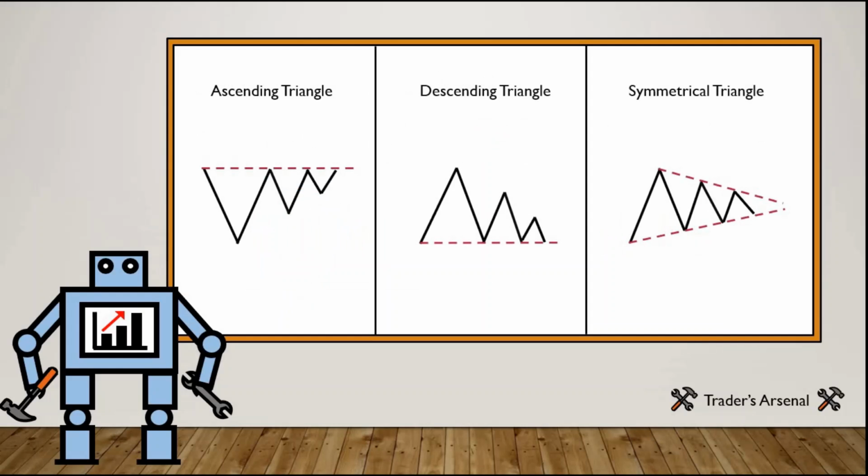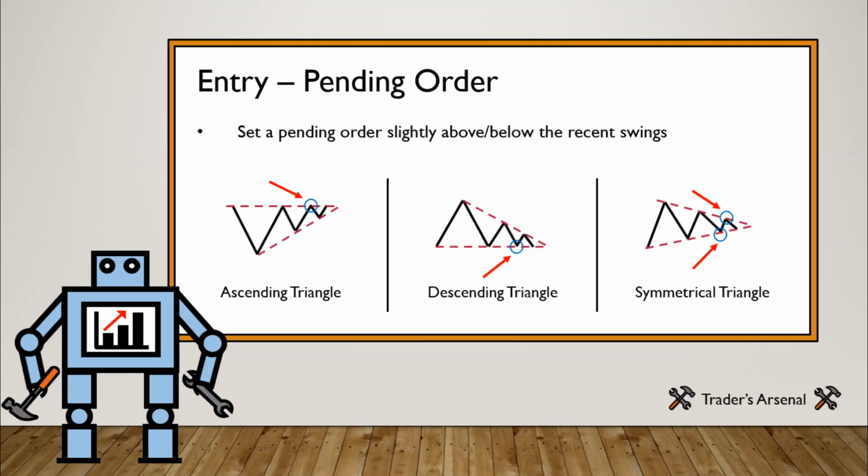For ascending triangle, you should wait for the price to break and close above this swing high before entering. For descending triangle, price have to break and close below this swing low before you enter. And for symmetrical triangle, if price breaks and closes above this swing, you will go long. If price breaks and closes below this swing, you will go short. For entry using the pending order method, simply set a pending order slightly above or below the highlighted swings in anticipation of the price breaking out of the pattern.